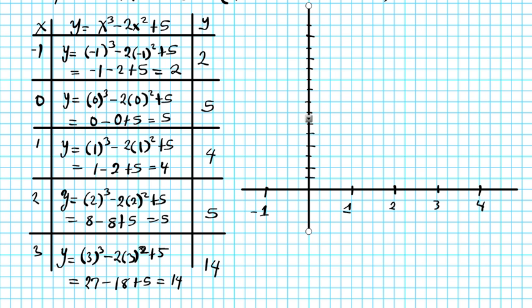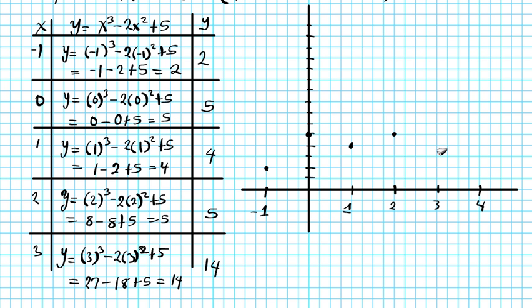Alright, so for negative 1, trace goes out to 2, take 1 to 2, first point. And then 0 goes to 5: 0, 1, 2, 3, 4, 5. And then 1 goes to 4: 1, 2, 3, 4. 2 goes to 5: 1, 2, 3, 4, 5. So it's kind of like a cubic function. Well, it actually is a cubic function. And then 3 goes to 14.